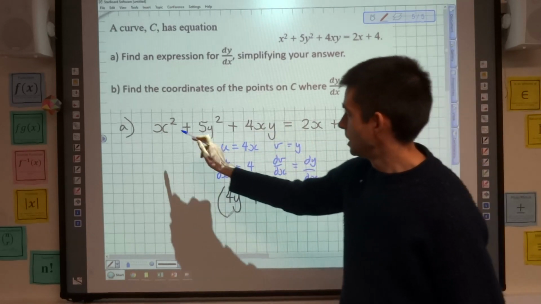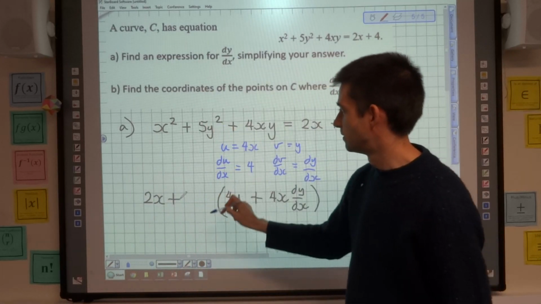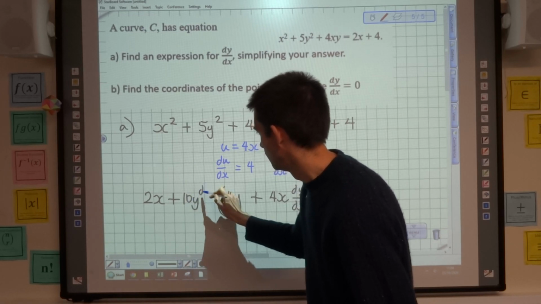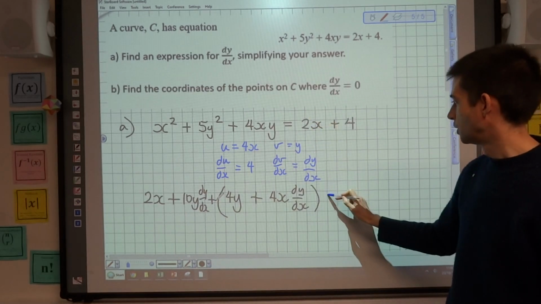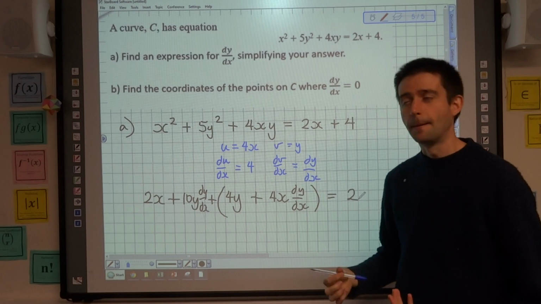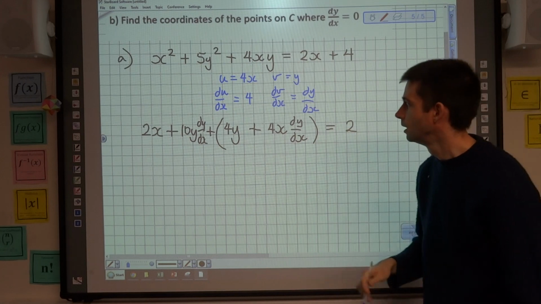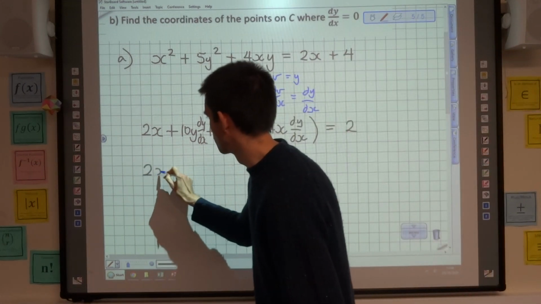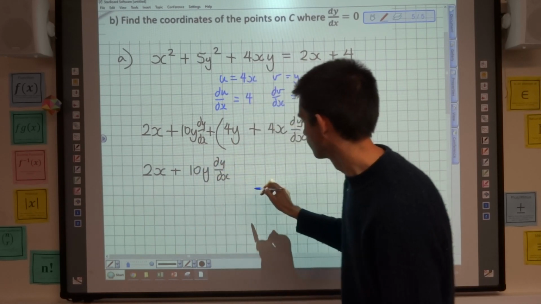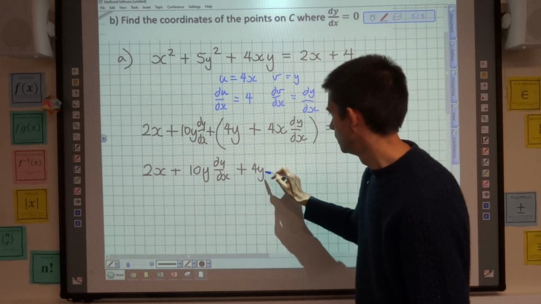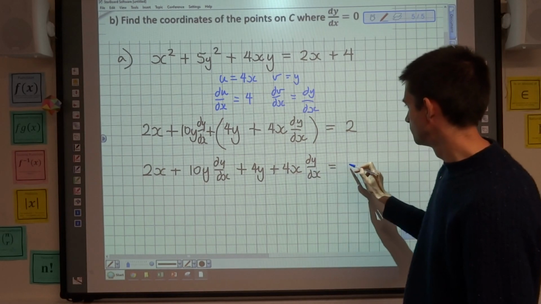So I've differentiated this term, so I'm also going to differentiate the x squared, which is going to give me 2x, and differentiating 5y squared is going to give me 10y dy/dx, because that's the y function in terms of x. And then on the right hand side it's just going to equal 2, because 2x differentiates to 2, and 4, the constant, differentiates to 0. So let's evaluate what we've got then. We've got 2x plus 10y dy/dx plus 4y plus 4x dy/dx equals 2.